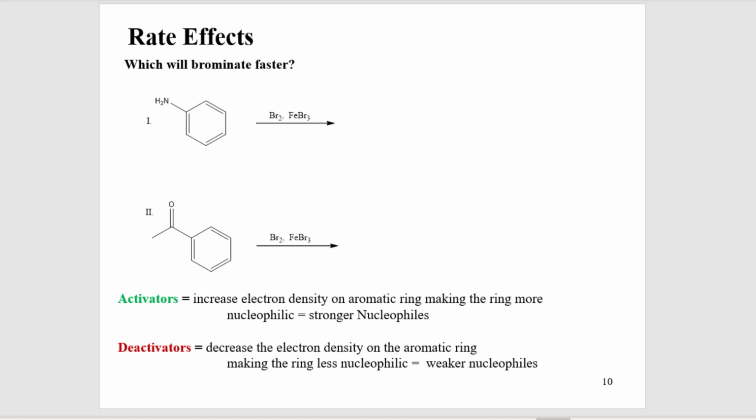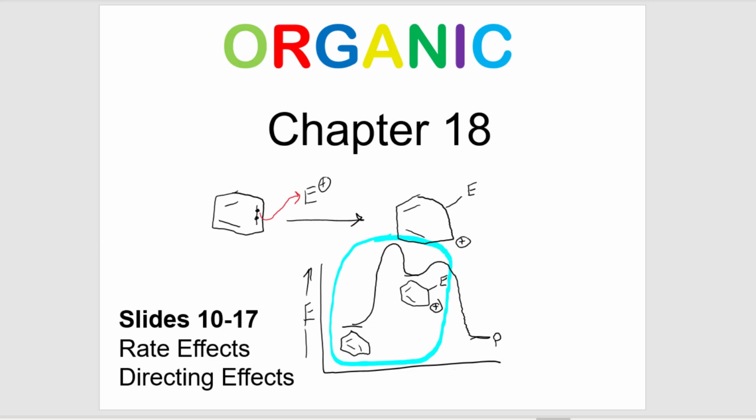So let's discuss the main two topics for this section of slides. We're going to look at rate effects, how fast the reaction can go, how efficient it is, and directing effects. Now, I'll go back to this again. We started with a clean, no substitutions off of the benzene ring as our starting material, and we're putting group number 1, the first group, onto our benzene ring, E.